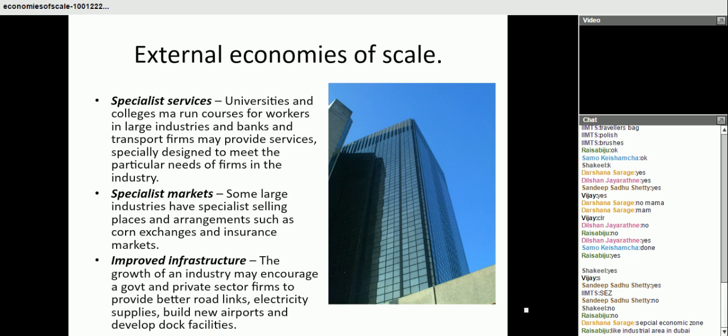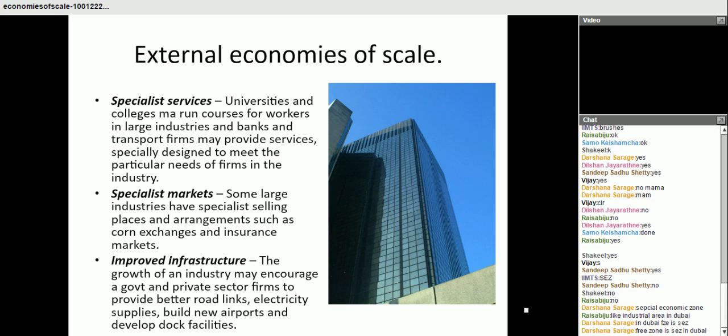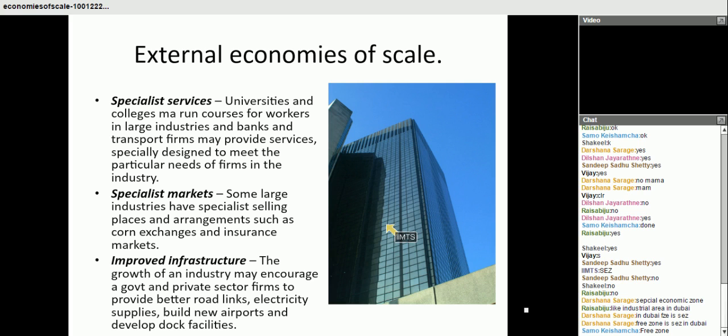Yes, industrial area in Dubai, everywhere, in most of the metros, in most of the big cosmopolitan cities, there is a special economic zone. So that is an area where things are a little cheaper, and infrastructure-wise very good for the people. Okay, free zone. Alright, Darshana. The other name is free zone. Yeah. In India it is known as special economic zone, SEZ.